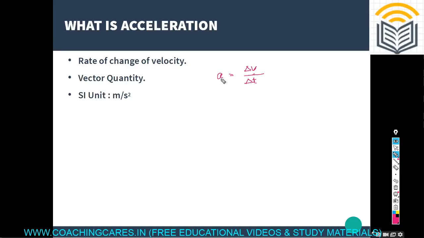So this is a vector quantity. The direction of acceleration is along the direction of velocity. Acceleration means to accelerate, to increase, some increment in this quantity. Now the SI unit of acceleration is meter per second square. Why? Because the SI unit of velocity is meter per second, and the time unit is second. So the unit will be meter per second square.